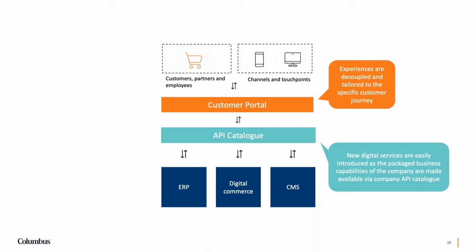And since in this phase we are also introducing the API catalog, this ensures that this list of my machines service can be reused across several new or existing apps. So by decoupling the experience layer and using services from the API catalog, this will make it possible for you to support very specific customer journeys.